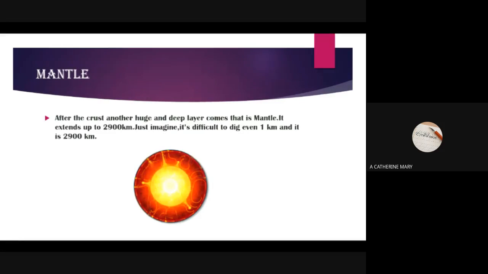The second layer, that is the mantle. After the crust, there is another huge and deep layer that is known as mantle. It extends up to 2,900 kilometers. We can't even dig 1 kilometer, and it is 2,900 kilometers. It's not even possible to visit that.